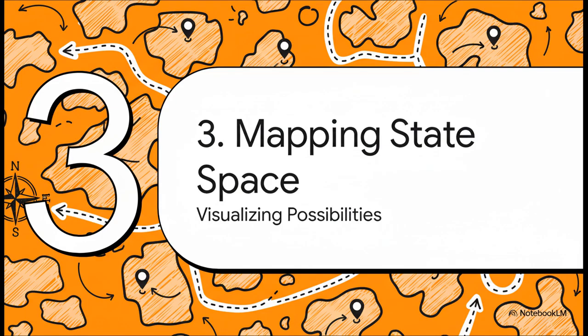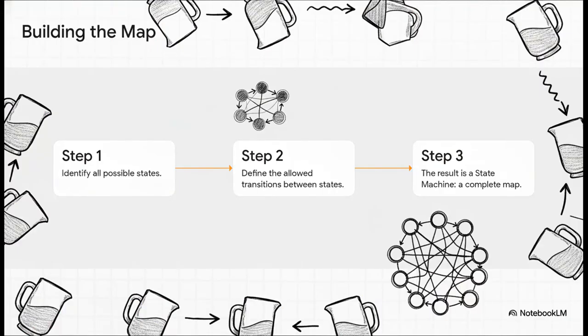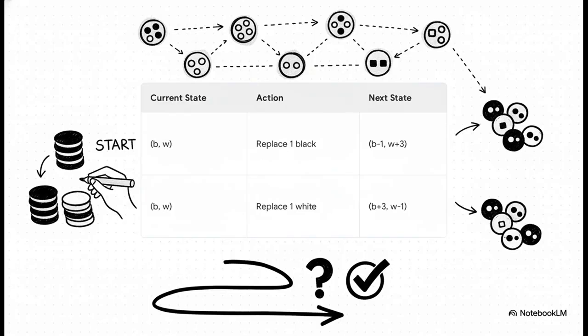What does that sound like to you? That's everything we need to draw a complete map of our problem's entire universe. Building this map, or what we call a state machine, is basically a 3-step recipe. First, you list out every single possible state, every combination of water in our jugs. Second, you define all the legal moves, or transitions, that can get you from one state to another. And boom, just like that, you have a complete map of every single thing that can possibly happen in this puzzle.